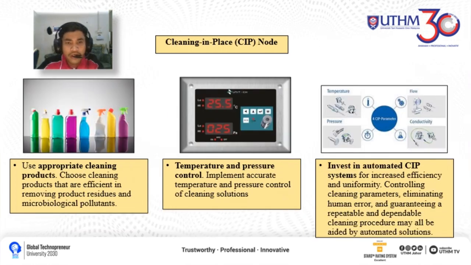For the third note, cleaning in place, CIP. First, use the right cleaning product. Choose cleaning products that are efficient in removing product residue and microbiological pollutants. Second, temperature and pressure control, which implements accurate temperature and pressure control of the cleaning solution. And thirdly, invest in an automated CIP system for increased efficiency and uniformity, controlling the cleaning parameters to eliminate human error and be repeatable.